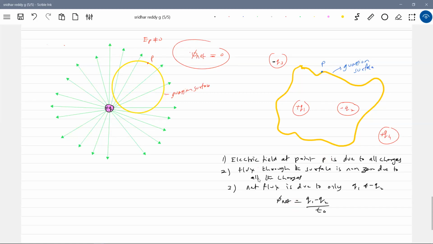Like we have already discussed previously. Now this Q3, I will move like this. This will not change, this will change. The field strength at this point will change, but the net flux will be Q1 minus Q2 only. Getting the idea?